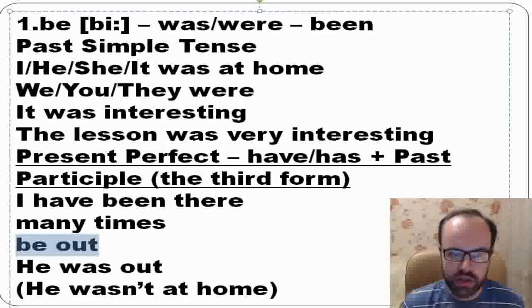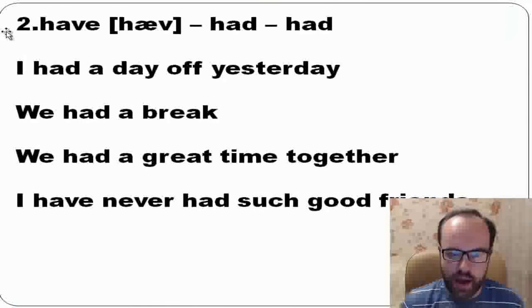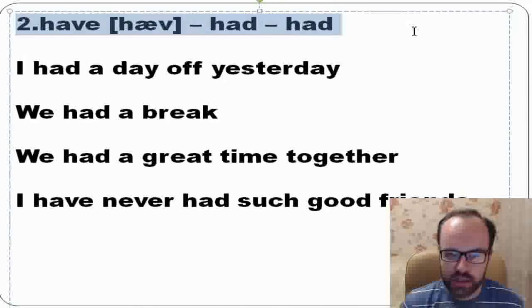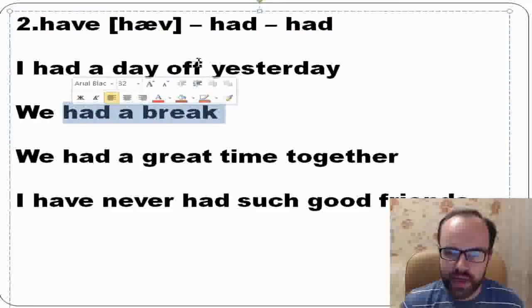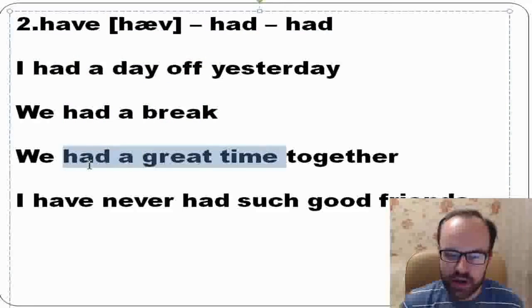Okay, and I think it's okay if we remember some phrasal verbs. For example, be out, it's a phrasal verb. He was out. It means he wasn't at home. Next, have, had. I had a day off yesterday. It means I didn't go to work. We had a break. We had a great time together. You just need to remember these phrases: have a break, have a day off, have a great time.